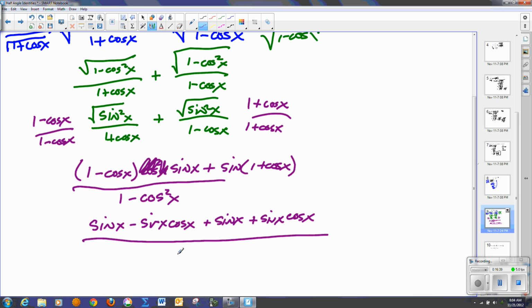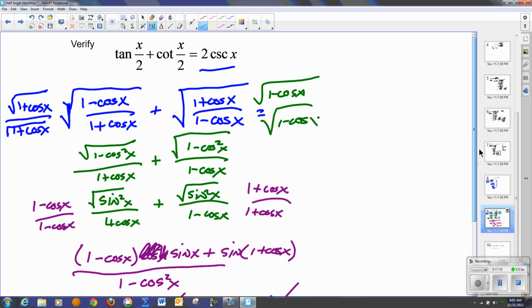Rather than 1 minus cosine squared, I'm going to say sine squared. And you'll notice on top, sine x cosine x and negative sine x cosine x go. I'm left with 2 sine of x over sine squared of x, which was equal to 2 over sine of x, or 2 cosecant of x. And that was the goal I was trying to get to if you look back at the original problem. So there we go.